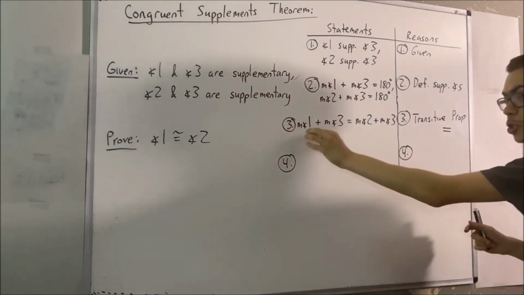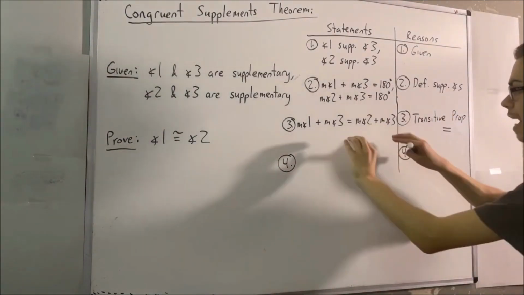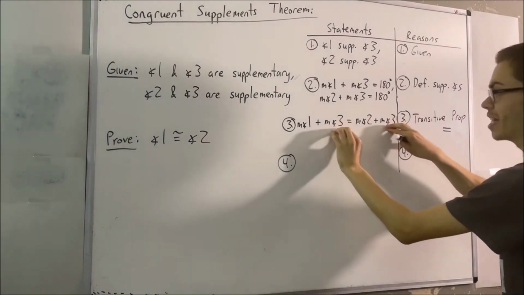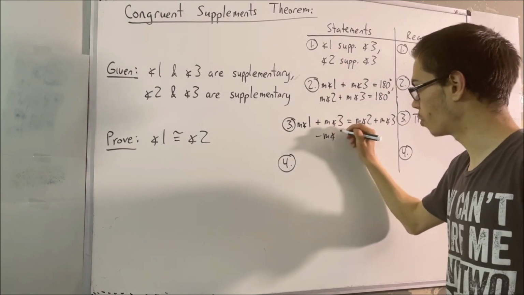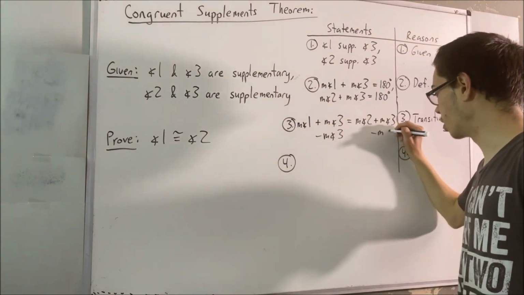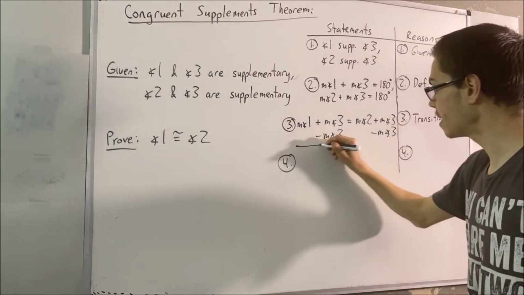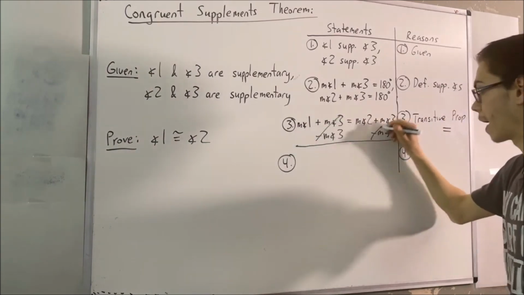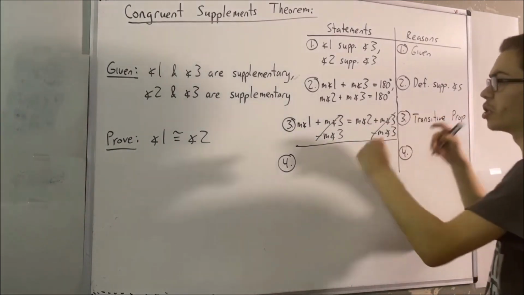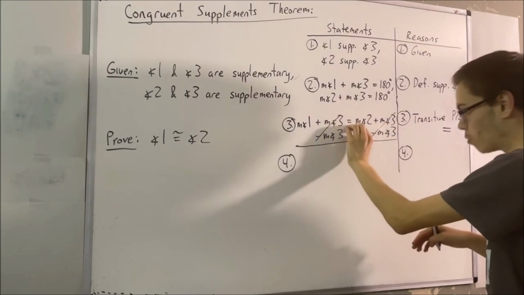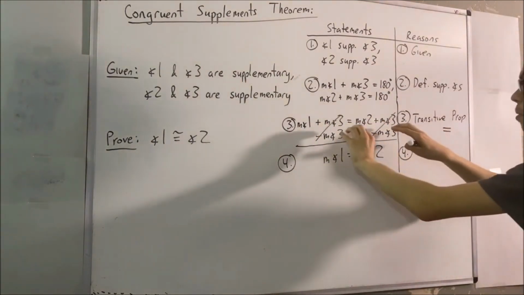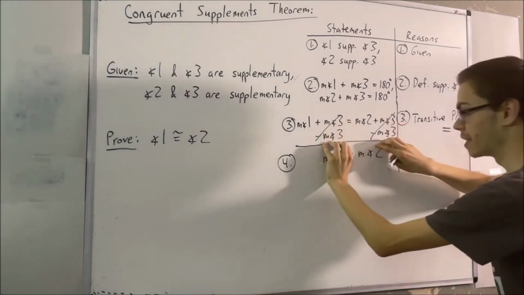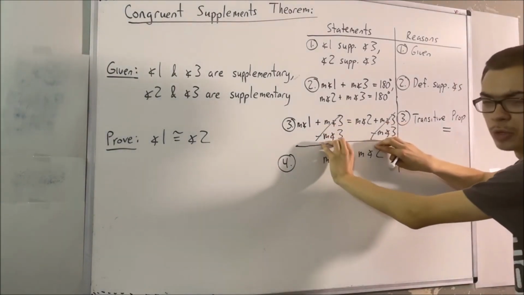And we're actually able to do something with this equation. Notice that we have measure of angle 3 on both sides of the equation. Therefore, we can actually subtract the measure of angle 3 on both sides of the equation. And as you can see, it's going to go away. And as a result, you're left with measure of angle 1 equals the measure of angle 2. Now, if you recall, the property that allows us to do this is the subtraction property of equality.